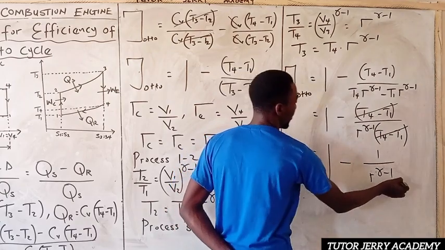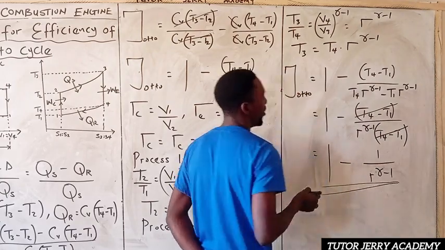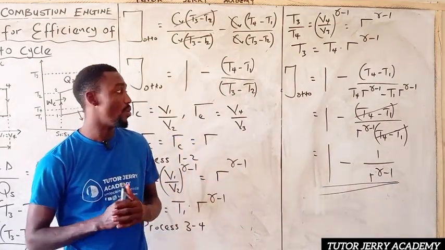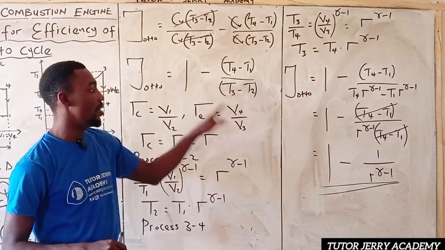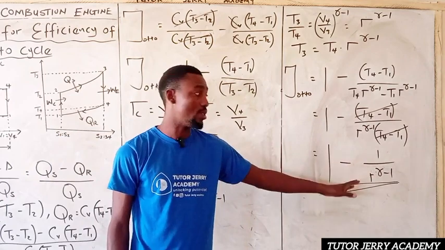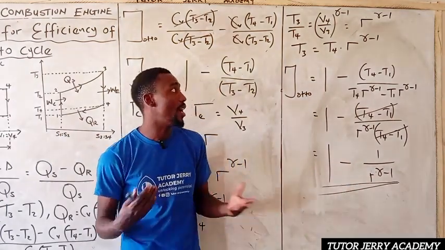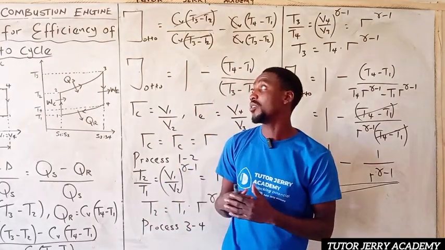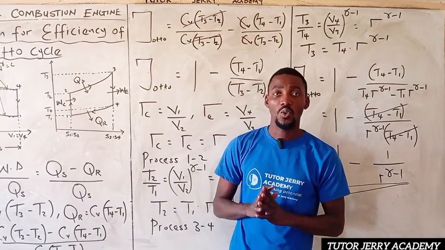So this will be the formula for efficiency of an Otto cycle. So it's either you use this or you use this, but I think most of the time this is the one we use mostly. Is that clear? So if you are asked to derive an expression for an efficiency of an Otto cycle, this is how to go about it.